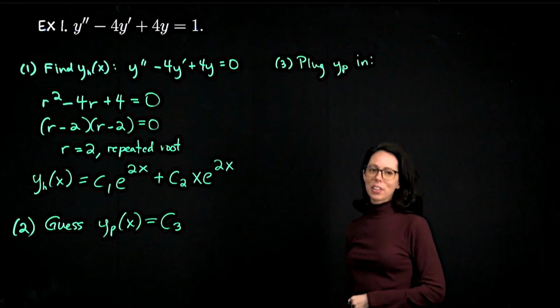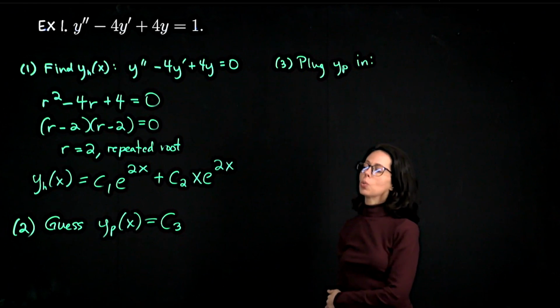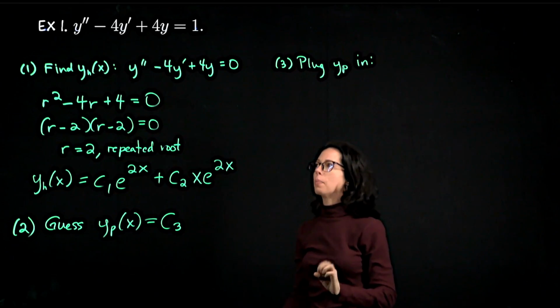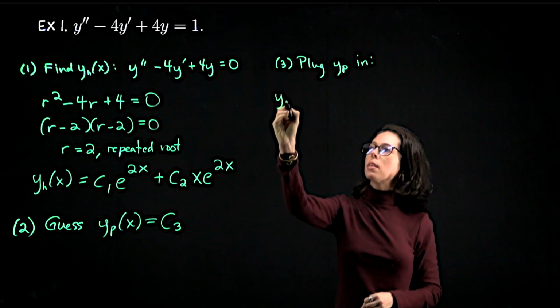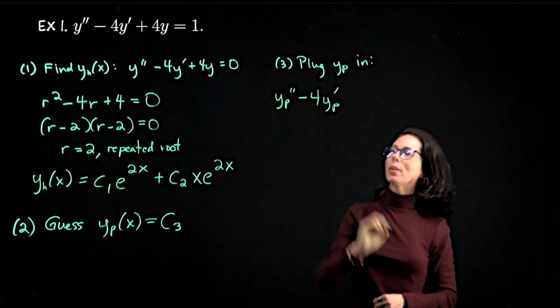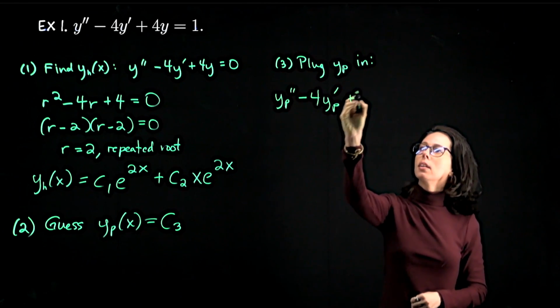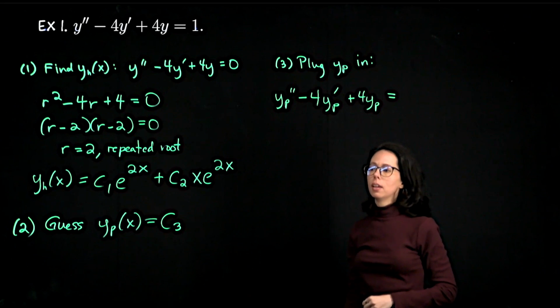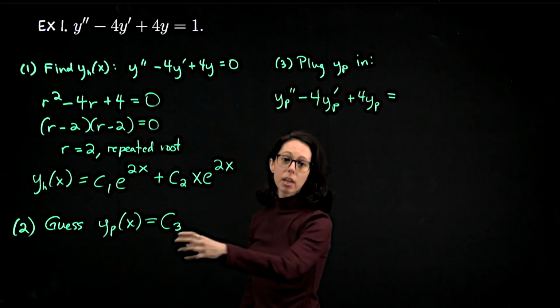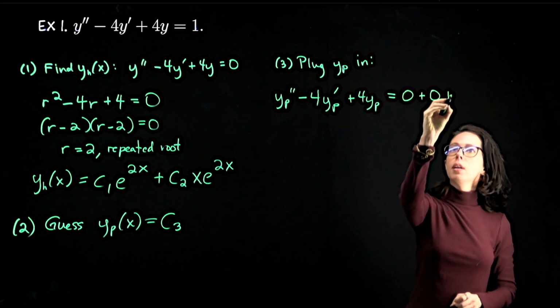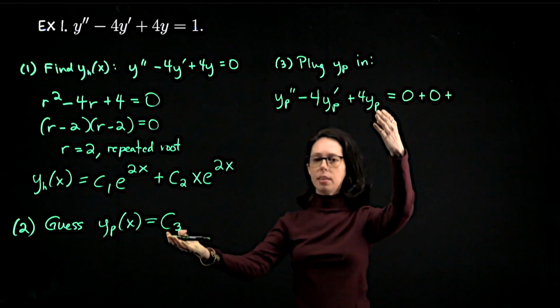Let me rewrite everything in terms of the particular solution y sub p, and then we will substitute in just this constant. Okay, so we have y sub p double prime minus 4y sub p prime plus 4y sub p. Okay, the derivative and second derivative of a constant are 0. So we're going to have 0 plus 0 plus 4 times c3.